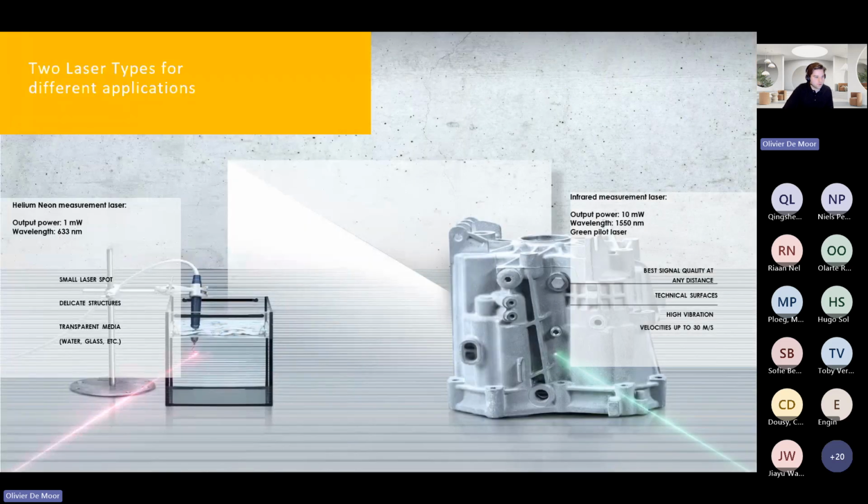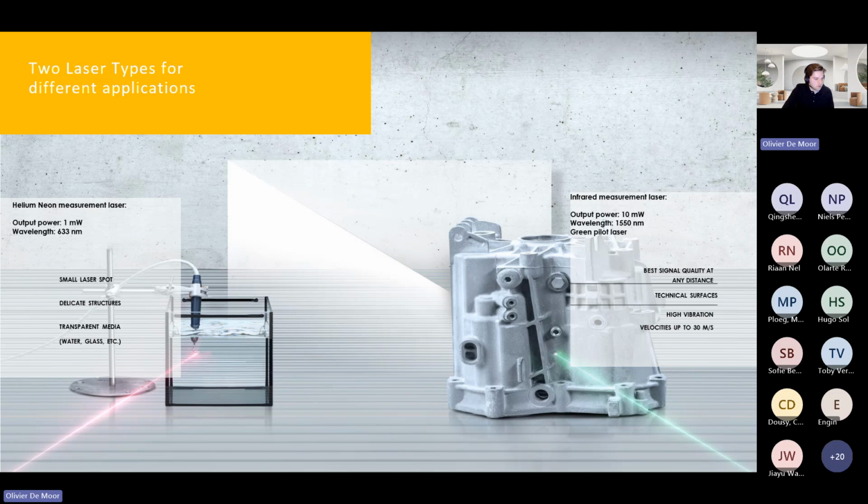Okay, so we have two different types of lasers for different applications. We have the helium-neon laser with 1 milliwatt output power, and this is the laser with the smallest wavelength, so also the smallest laser spot and best resolution. But this is only the case when we get enough light back, so it can be possible that you need some surface preparation, or you have a very shiny object, and then you will have good resolution. It's also possible to use this laser to measure through transparent media like water.